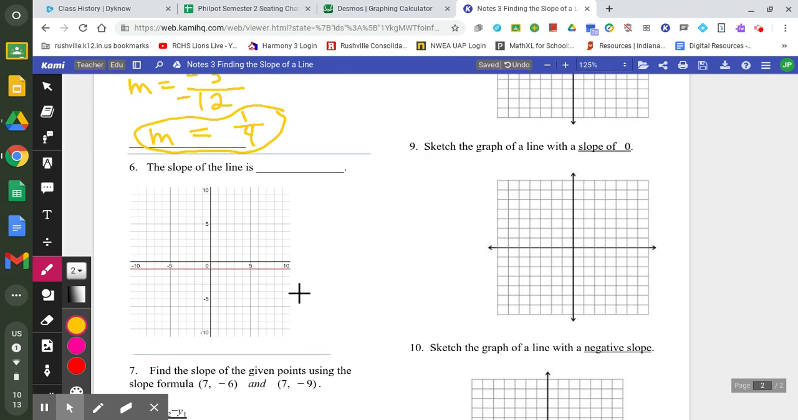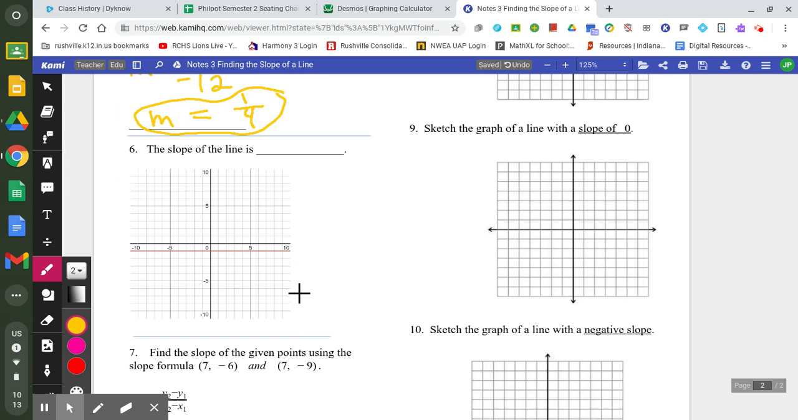Example number 5, you are given a picture of a graph, and you have to determine its slope. Well, there are no points given because the line just goes straight across. This is called, it's horizontal. And horizontal lines have a slope of 0.